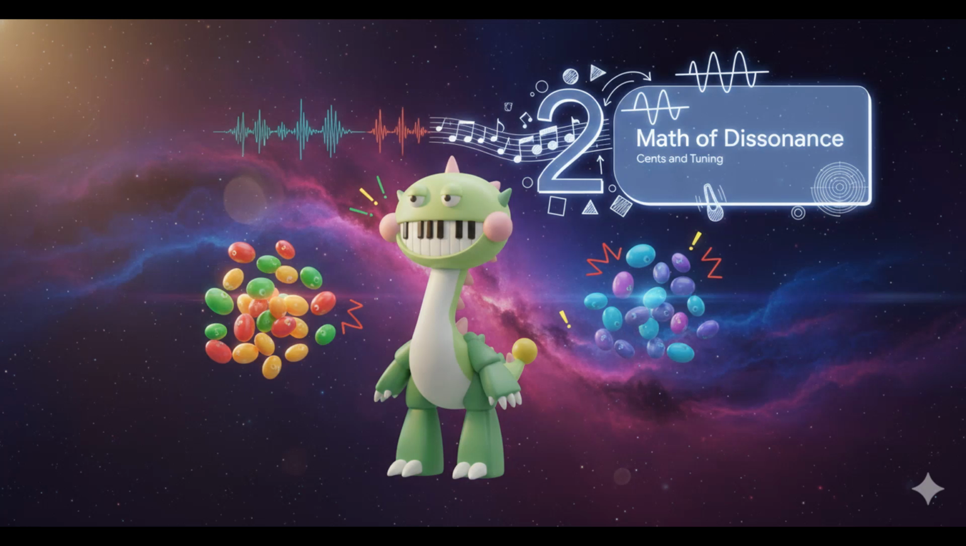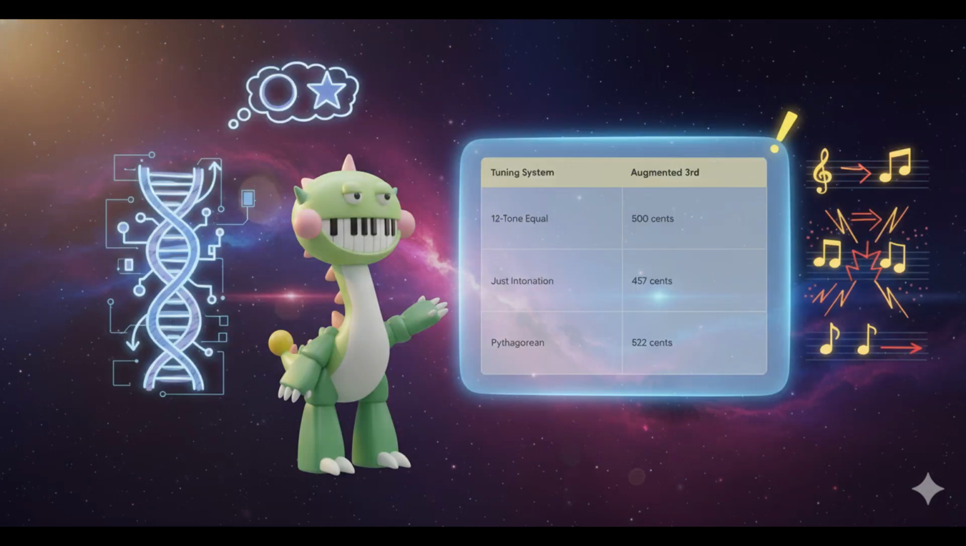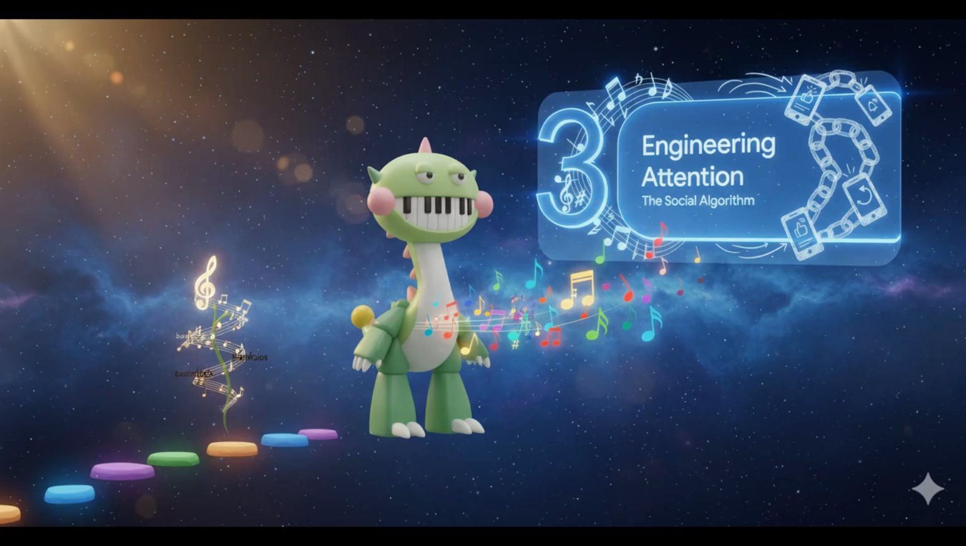Moving right along to Section 2, the math of dissonance, sense and tuning. You see, modern 12-tone equal temperament tuning is actually hiding this interval's true nature from your ears. Today, both of these intervals measure exactly 500 cents, meaning they are absolute acoustic clones. But if you look at historical tuning systems like just intonation or Pythagorean, the augmented third was completely, wildly different. It formed highly complex, heavily dissonant frequencies that sounded like an entirely distinct thing.